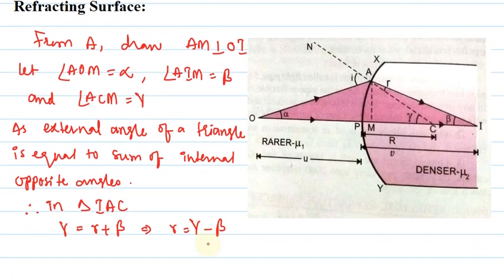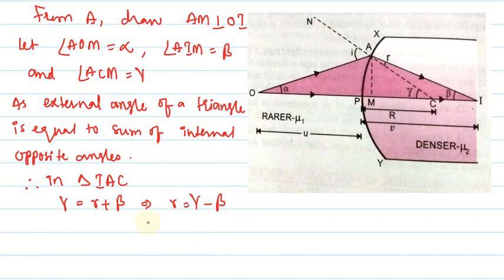Let us take similarly another triangle OAC. In this, i is the exterior angle, alpha and gamma are the opposite internal angles. So similarly in triangle OAC, i is equal to alpha plus gamma.